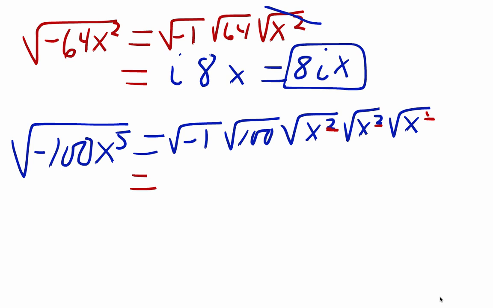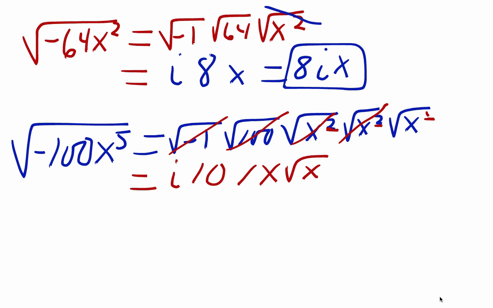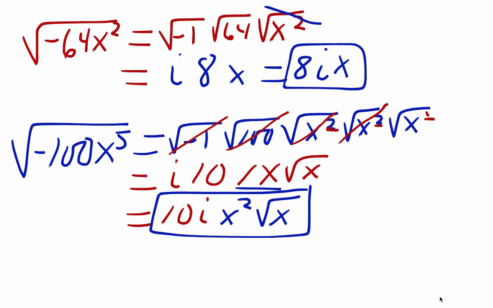So the square root of negative 1 is i, the square root of 100 is 10, the square root of x squared is x, cross those out, the square root of x squared is x, and the square root of x is just the square root of x. Alright, so let's get some things together here. So we have 10i, and the x times x is x squared, and then the square root of x, so that would be my answer there.